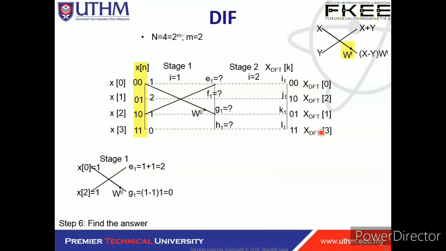Okay, next we need to calculate the value of each butterfly. So for N equals to 4, we will have 4 butterflies. This is the first butterfly, or the first pair of X shape. At this point we have x0 equals 1, and the second point we have x2 equals to 1. So we need to calculate the value of E1 and G1.